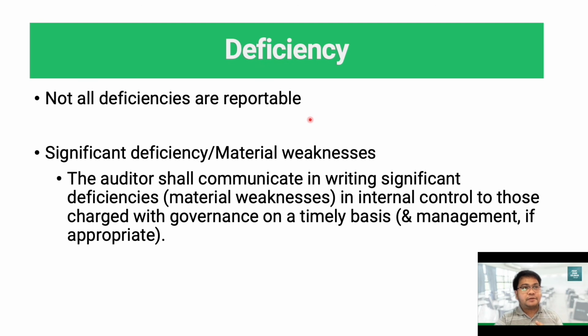However, if the deficiency is being done repeatedly, so it causes material misstatement, then that deficiency or combination of deficiencies could already be considered significant or material. In that case, we need to communicate those significant deficiencies in the internal control of the client in writing to those charged with governance on a timely basis. If appropriate, we can also report it to the management, unless it's the management that is involved in that significant deficiency, then we will only communicate to the audit committee or to those charged with governance.